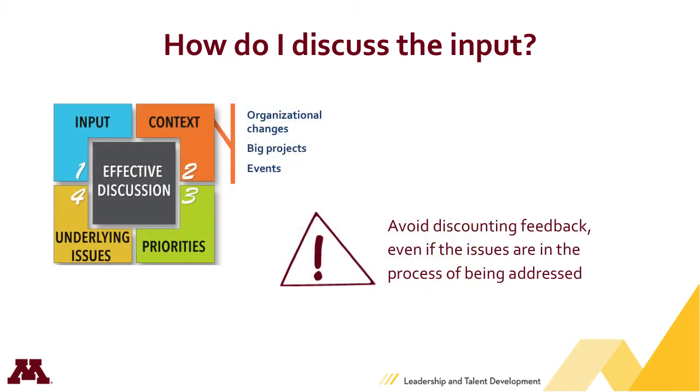Another common example of context is when input is gathered when you are in the middle of making an improvement. For example, say you've been working on a plan to create more development opportunities in your department. If you get input that development opportunities need improvement, it would be natural to feel frustrated and say something like, "I know, I'm working on it." Don't discount the feedback. In this example, the work is not yet done, and the fact that you are trying to do something about it may even be raising expectations and drawing attention to the need for improvement.